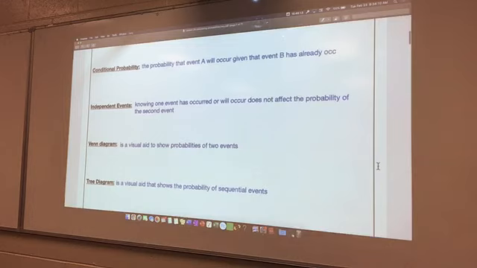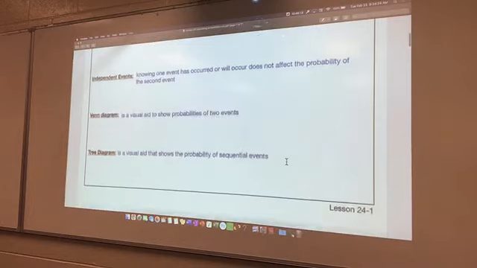You already know about independent. Venn diagrams are good visual aids. Typically, they're usually used with just two events. I have seen them used with three, but typically it's just two.